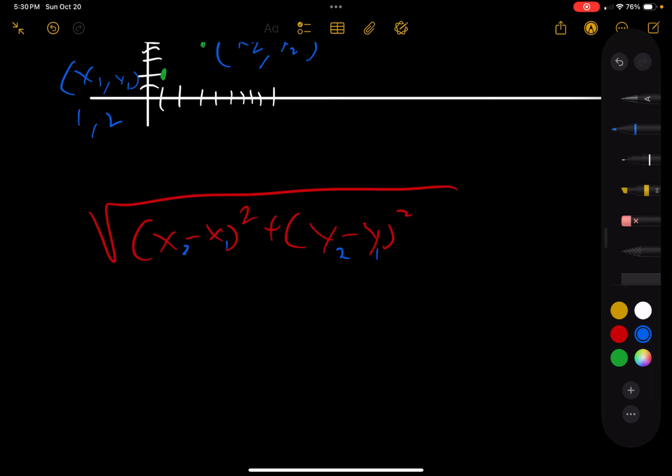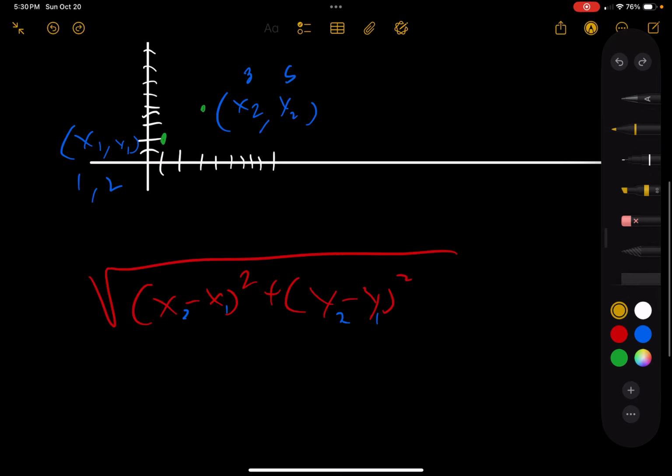But this is a formula. There might be a counterexample, which I don't know about, where this wouldn't be the case. So always use a formula as directed, which is this. Now we're just plugging in the values of the points.